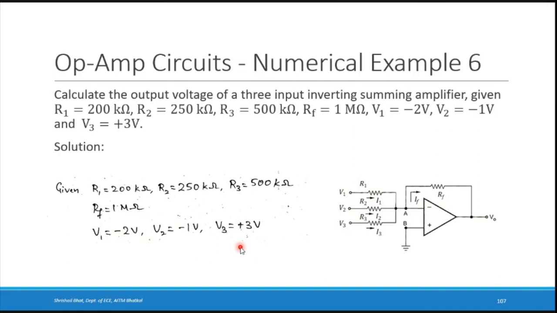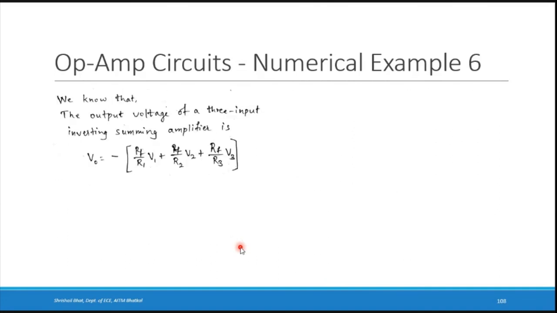You know the output voltage of an inverting summing amplifier, right? V0 is equal to minus of RF by R1 into V1 plus RF by R2 into V2 plus RF by R3 into V3. If it is a 3-input, it is this particular expression. You have all these values, just substitute and get the answer. RF is 1 mega, R1 is 200K, R2 is 250K, R3 is 500K, V1 is -2, V2 is -1, V3 is +3. So just substitute.